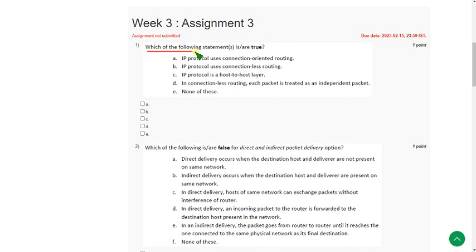Which of the following statements is or are true? So there are two answers for this. The first one is option B: IP protocol uses connectionless routing. And the next one is option D: in connectionless routing, each packet is treated as an independent packet. So the answers are option B and option D.